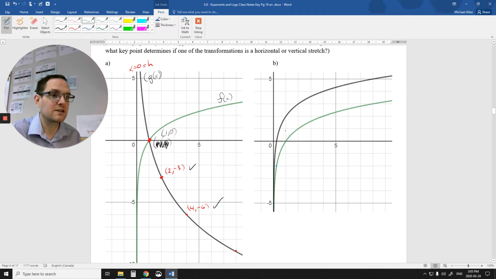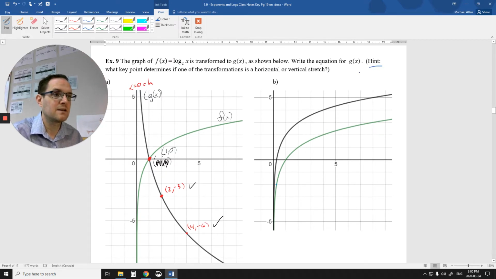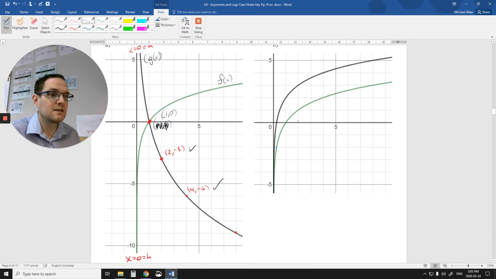So to analyze a graph like this, if I'm going to do it by key points, you can see up here, I'll just scroll a bit. They give you a little hint here: use key points to determine one of the transformations, if it's horizontal or vertical kind of stretching. So I'm going to look at this graph here. We already determined before that this second graph here, the green graph, is your original graph, right? And then this black graph is the one we're trying to transform to.